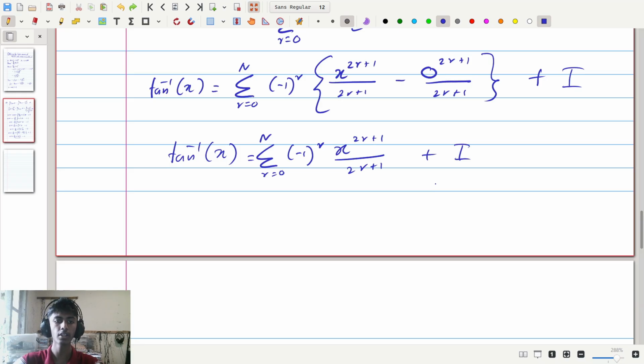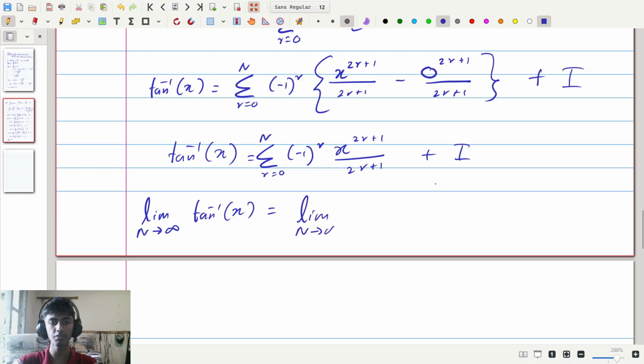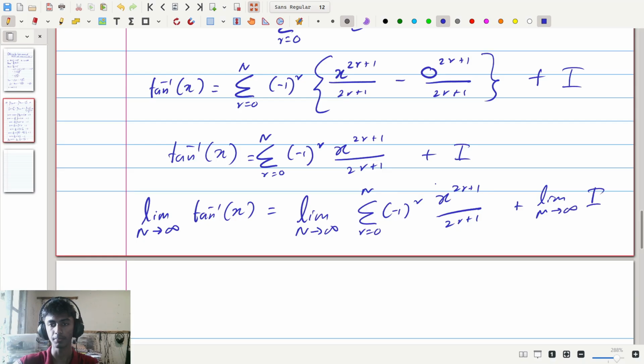So doing that, we can take the limit as n approaches infinity of the left, which is tan inverse of x, is going to be equal to the limit as n approaches infinity of the sum as r goes from 0 up to n of negative 1 to the power of r times x to the power of 2r plus 1 divided by 2r plus 1 plus the limit as n approaches infinity of I.